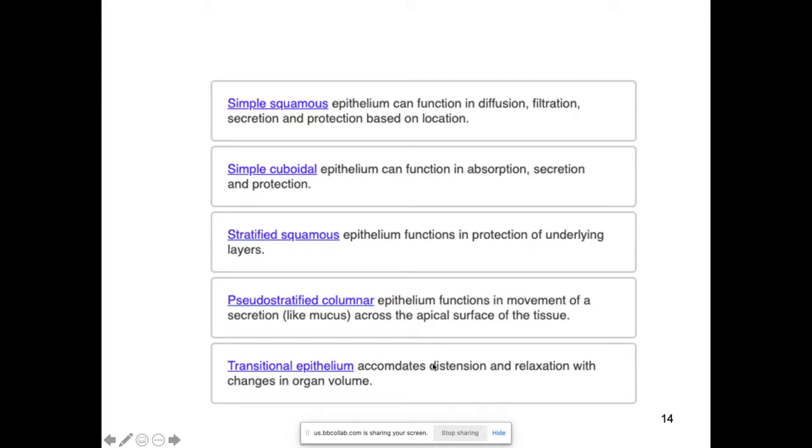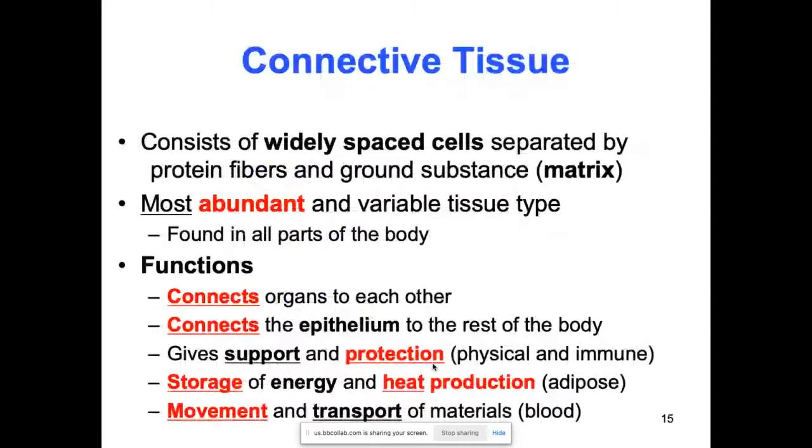Transitional is going to accommodate the distension and relaxation when organs change in their organ volume, like the uterus or the urinary bladder. Okay, so that's it for epithelium.